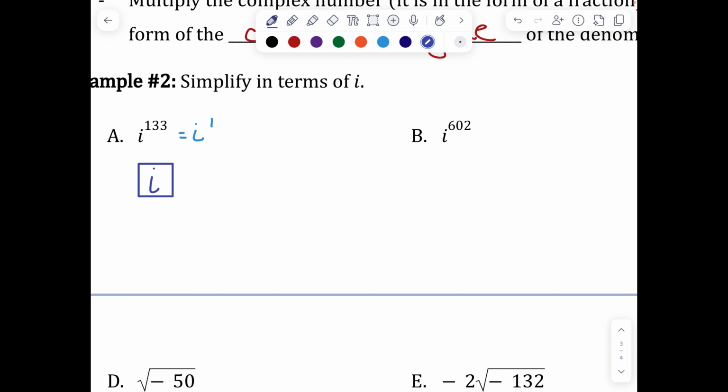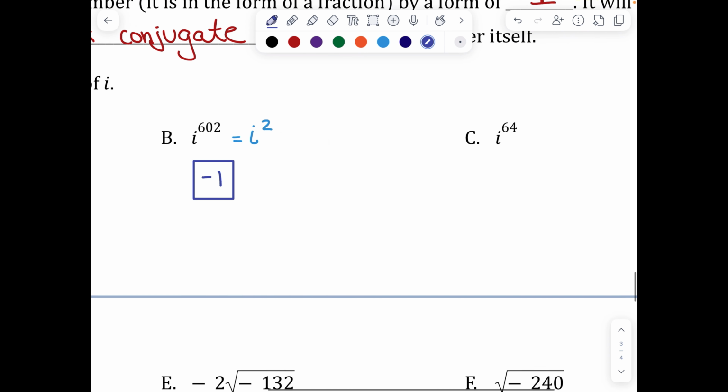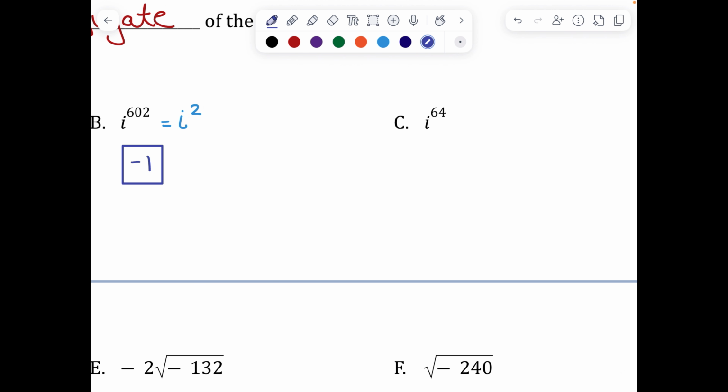B, we take 602, we divide it by 4, gives me 150 with 2 remaining. So that's going to be equal to i squared. And we know that i squared is just equal to -1. i to the 64th. So 64 divided by 4 goes in evenly 16 times. So when it goes in evenly, it's basically i to the 0 remainder. So that's just going to be an answer of 1.